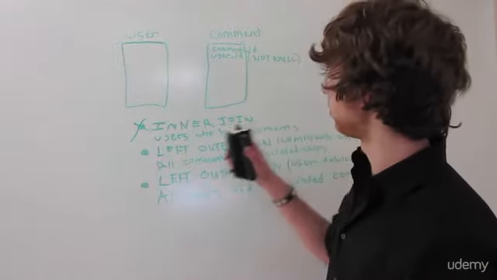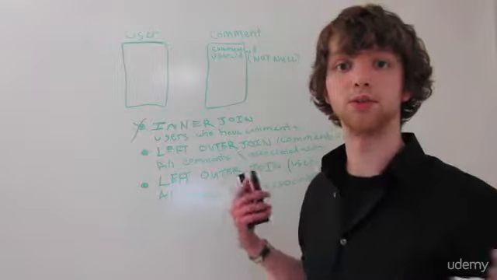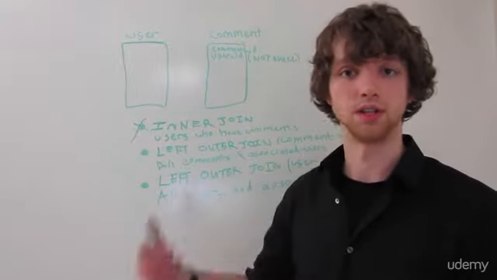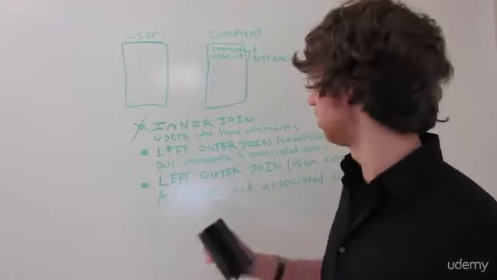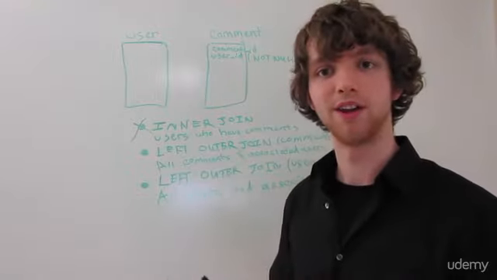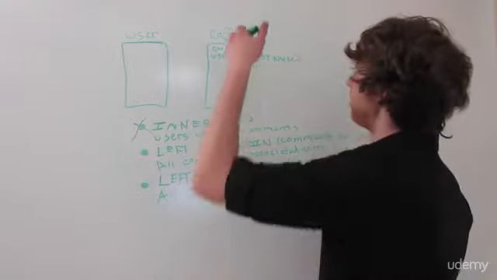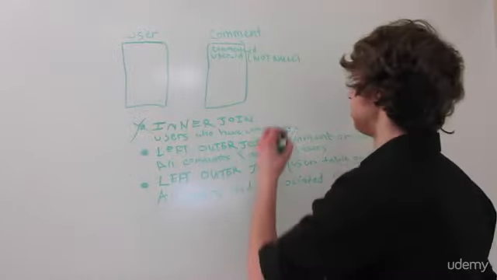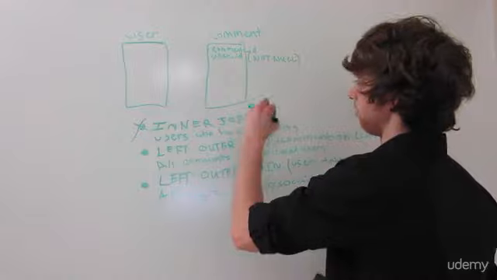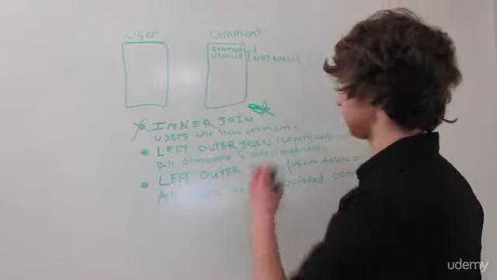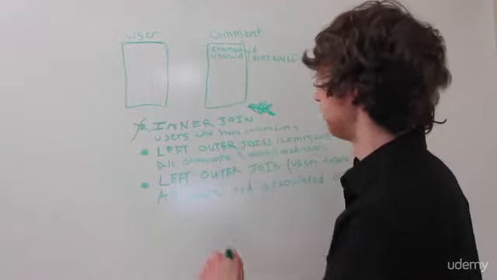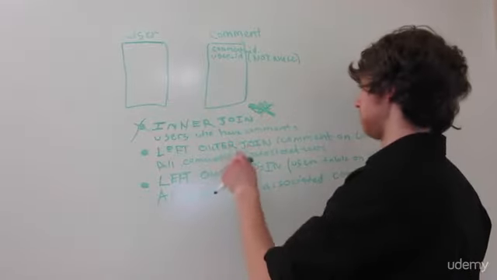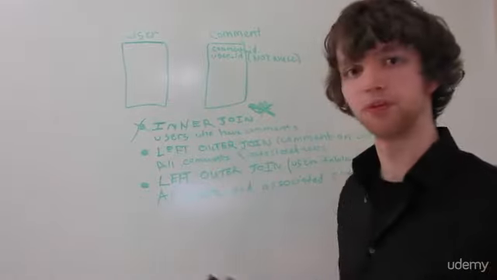But all of the users who have comments, that's going to include all of the comments, because all of the comments are labeled as not null. So every user who posted a comment has a row within the comment table. So it's going to return them all on the user end. That's a star.